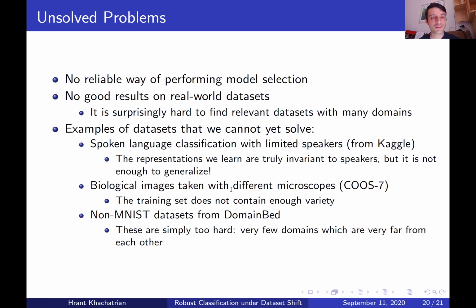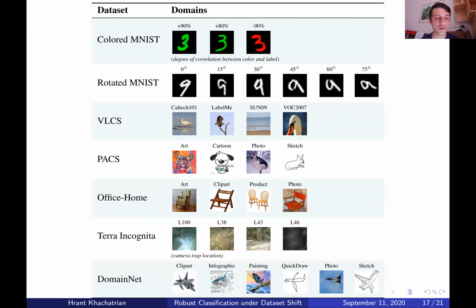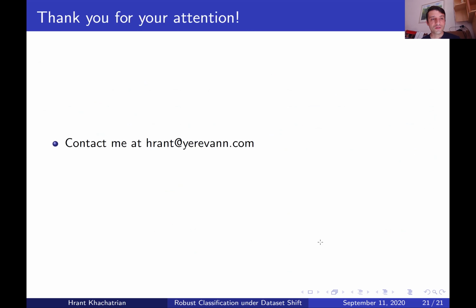There is some biological data set recently introduced at NIPS. Again, the variety in the training set is very limited there, so it's hard to beat the baseline. And again, on the DomainBed, I already mentioned, these are simply too hard. Very few domains which are very far from each other. If you look at this DomainNet, for example, quick draw and painting, these are so far from each other that you cannot expect to generalize from one to another. That's it. Thank you for your attention.